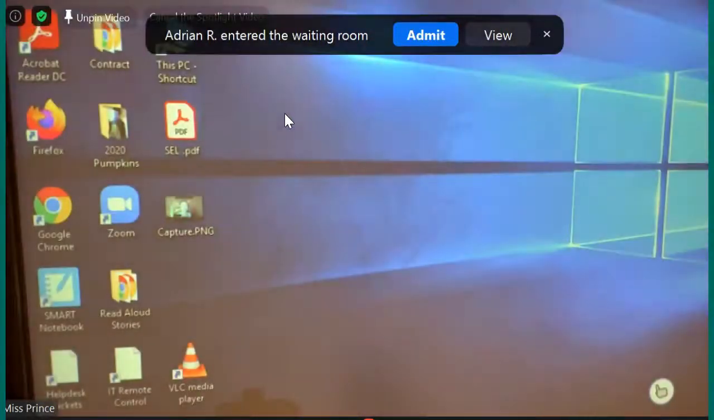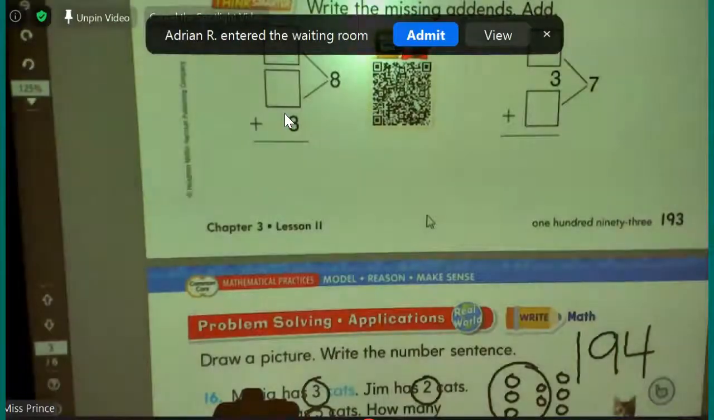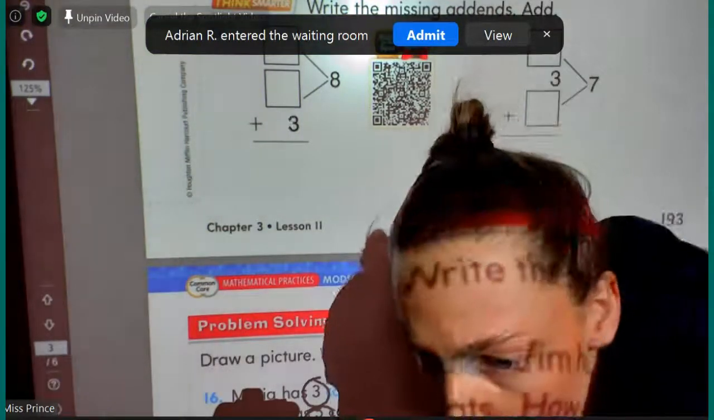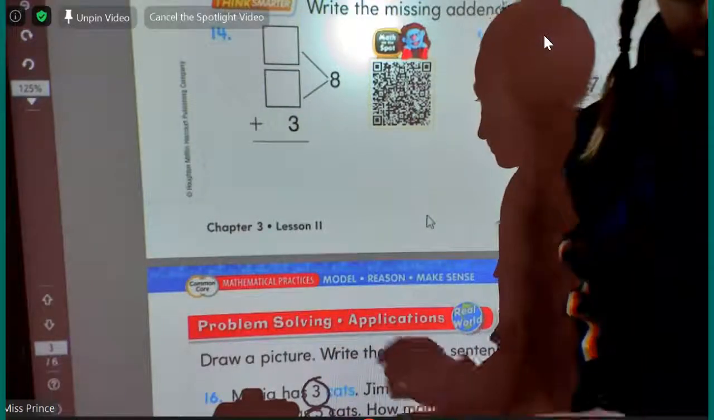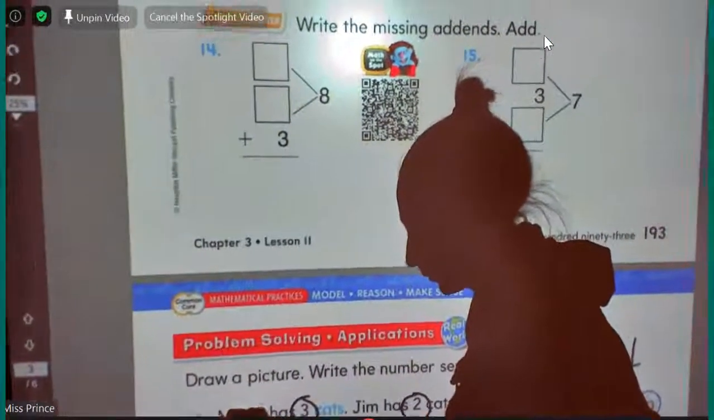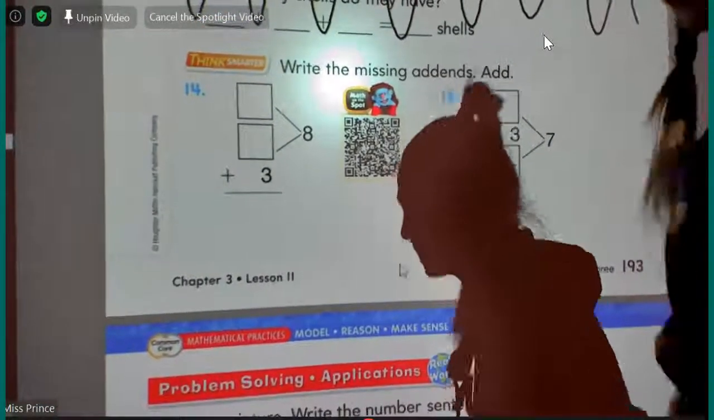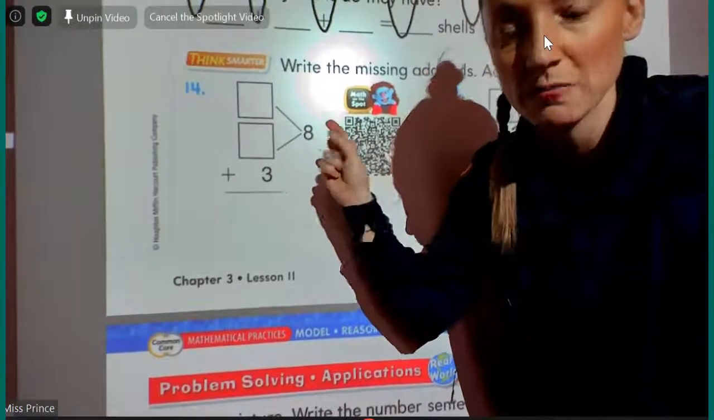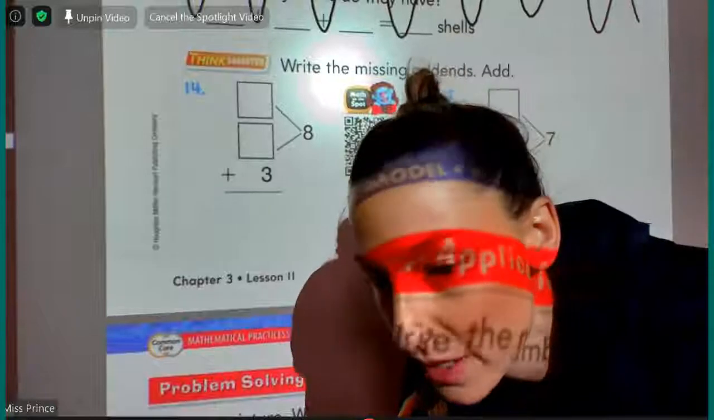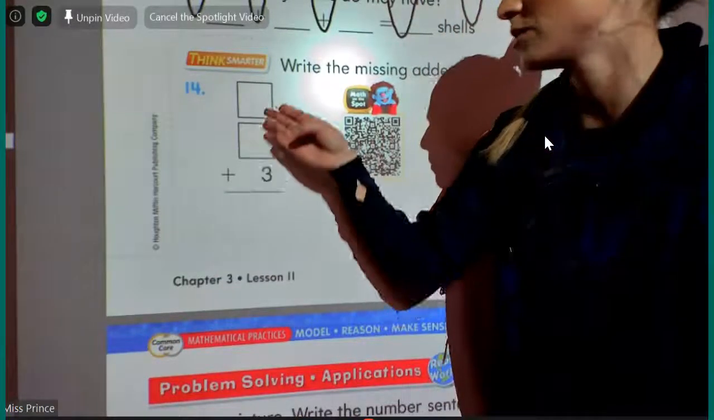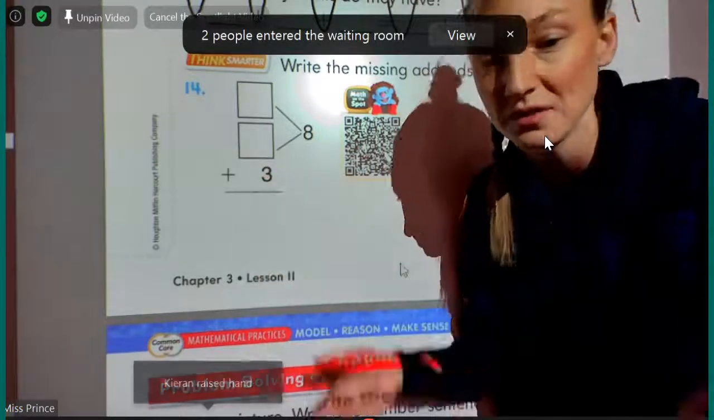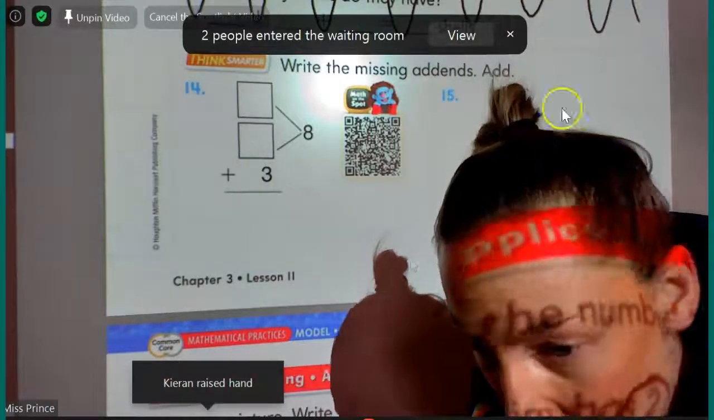So to save time, let's go back and see if we can come up with numbers here. If you look right here on the board, it's telling us something plus something equals 8. Who can raise their hand and give me any combination? Kieran, please raise your hand. Who can give me any combination to make 8? Something plus something. It can be anything. Thank you, Kieran, for raising your hand.